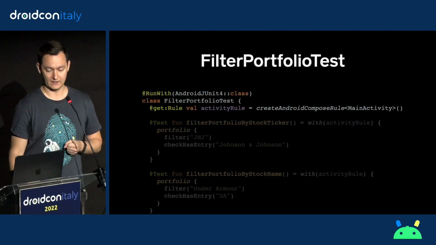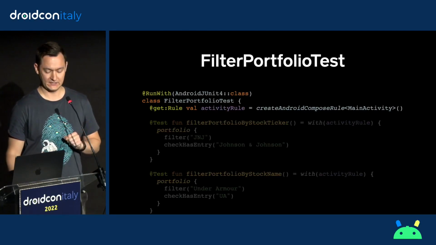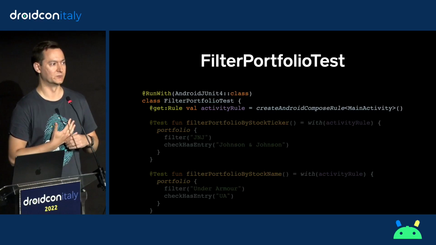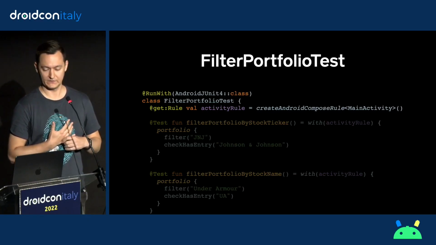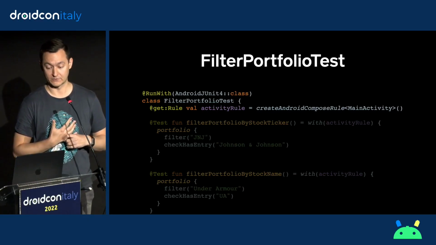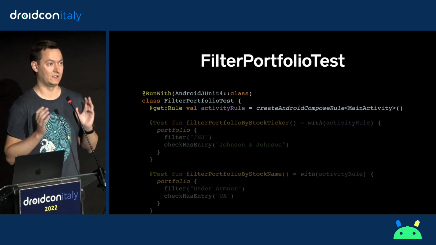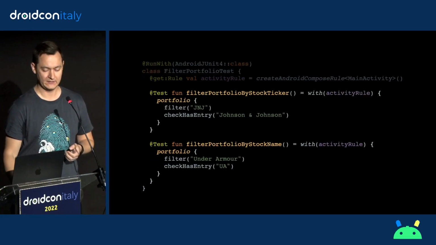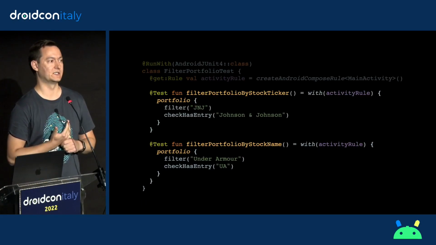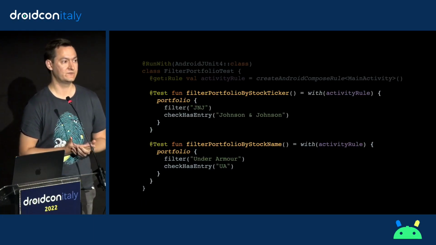So here's our filter portfolio test. Just some standard boilerplate, we're going to create our Android Compose rule for our main activity. It's the activity that hosts our UI. And this is how our test is going to look with our test robot. You can see that it's really descriptive.